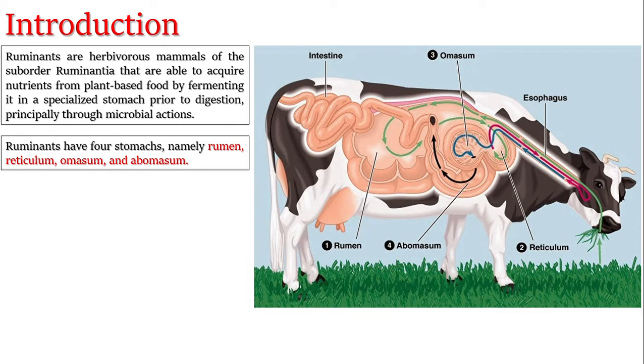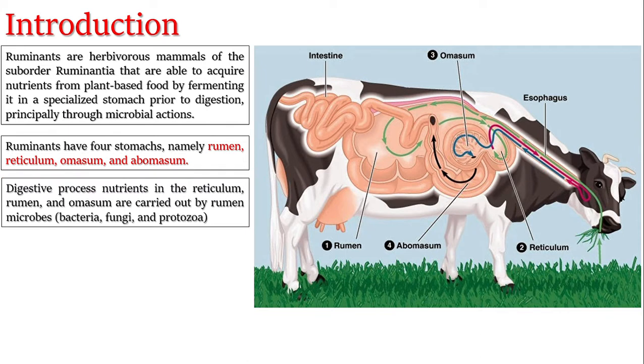The stomach of this herbivore is divided into 4 chambers, among which the most important one is the rumen, as it plays a major role in digestion of the fiber present in the food. So ruminants have 4 stomachs, namely rumen, reticulum, omasum, and abomasum.